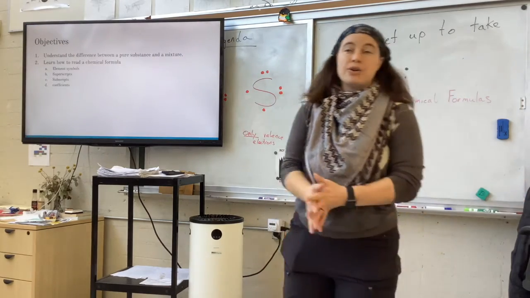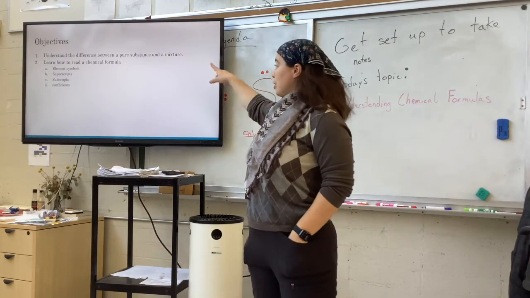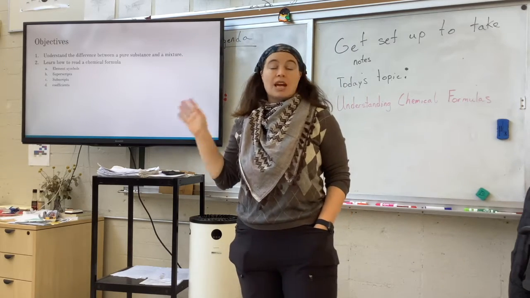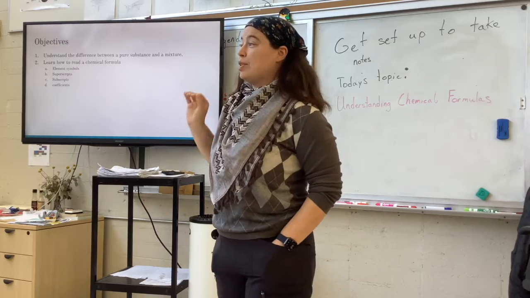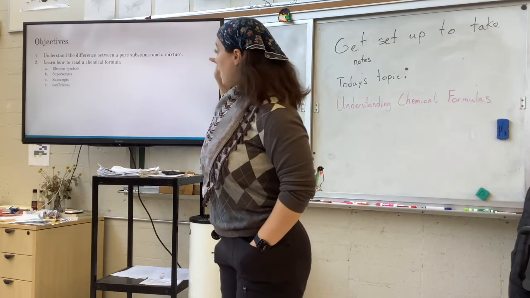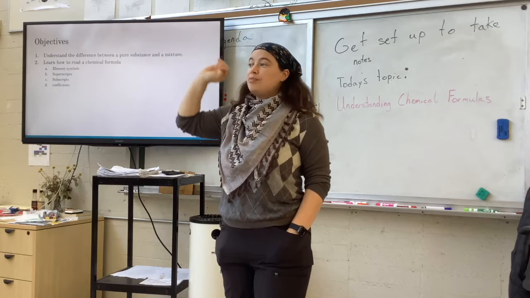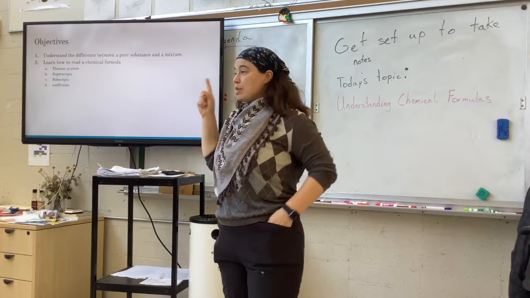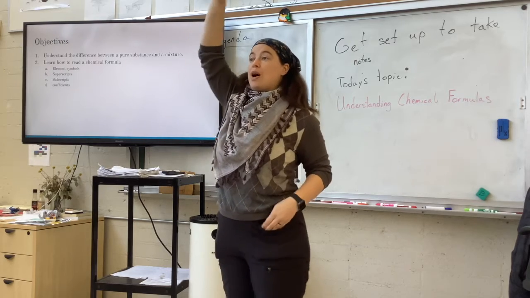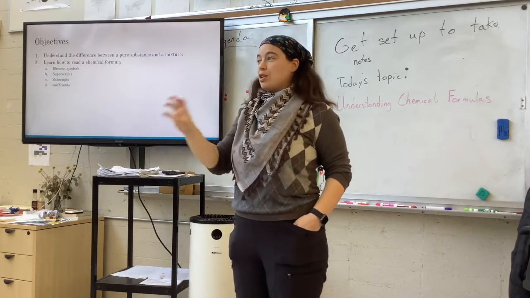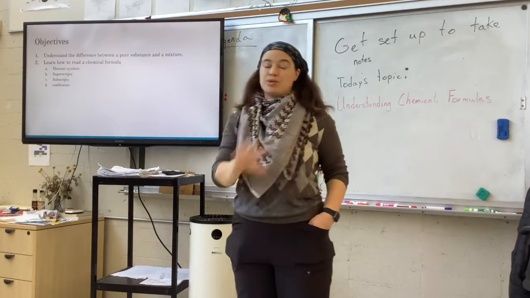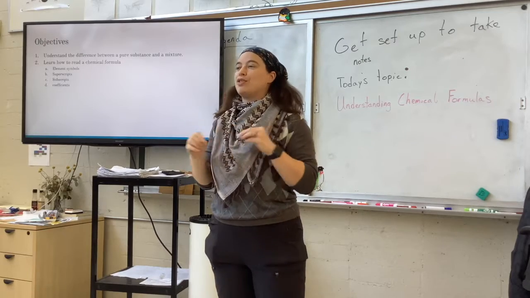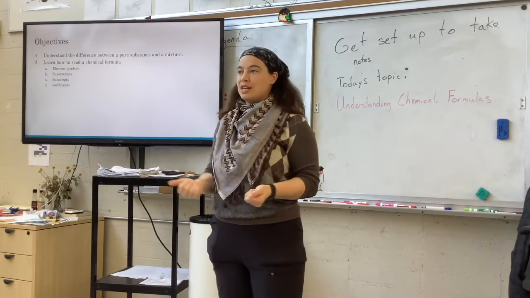So, our goals today: I've actually already taught you about this, we're going to review the difference between a pure substance and a mixture, and then we're just going to be talking about how to read a chemical formula. There are 4 pieces of the chemical formula that you need to understand: element symbols, superscripts, those are the things that go up high, subscripts, those are the things that go down lower, and coefficients, those are the things that go in front.